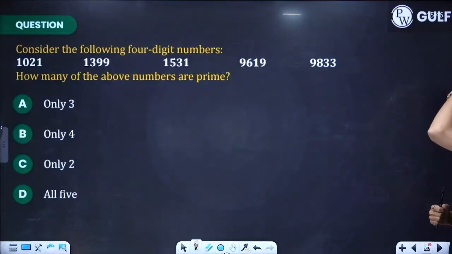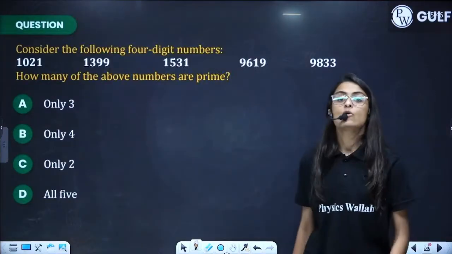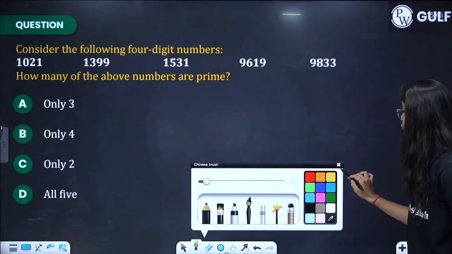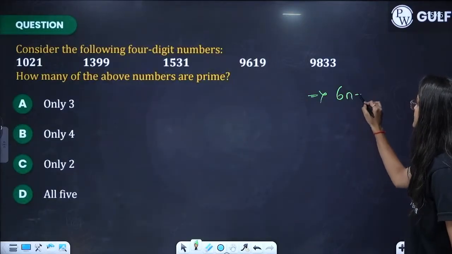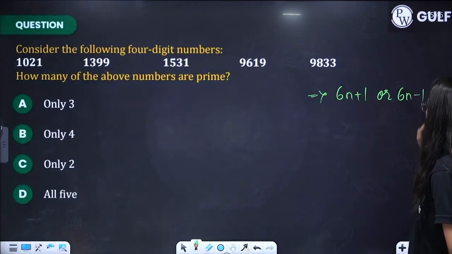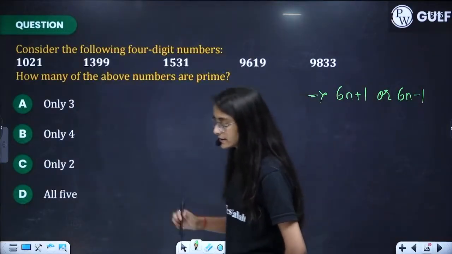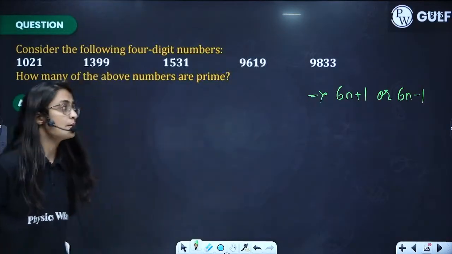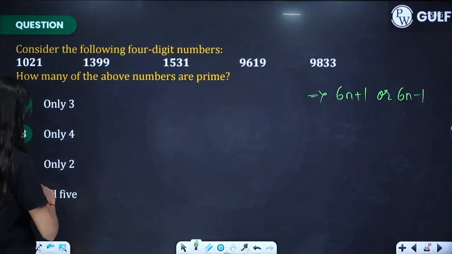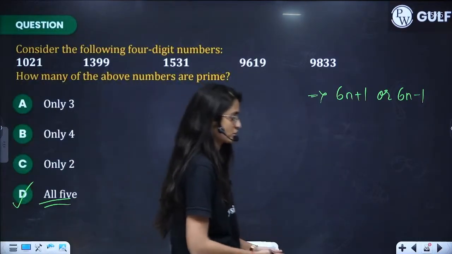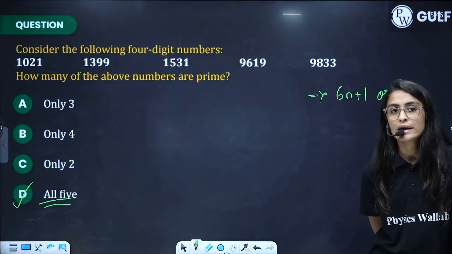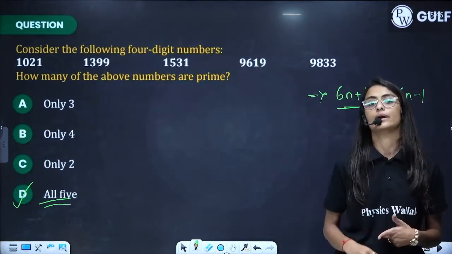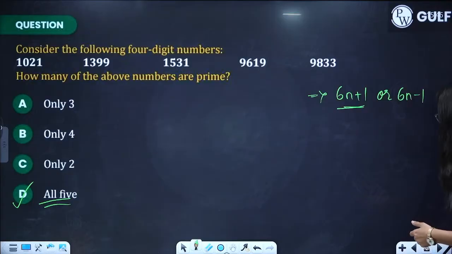Moving forward, now here you have to consider the 4-digit numbers, and how many are prime amongst them. You have to check that. For checking out the prime numbers, I think you might know the formula 6n plus 1 or 6n minus 1. If you check whether the numbers satisfy this or not, we have checked all the 5 are prime numbers satisfying this expression. So all the 5 are prime numbers from this given question. This one was a very easy one, but you should know this one, otherwise you have to check it individually, which would make it lengthier or time consuming if you do not know this particular expression.